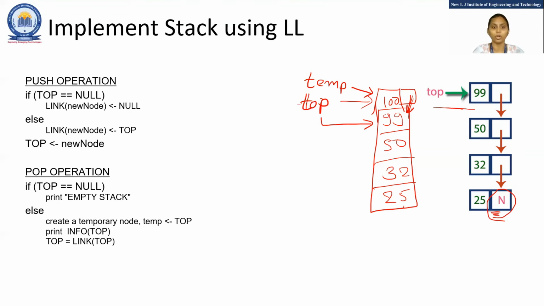And for that, what can I do? Top would have the link of top. Yes or no? So this step would be like top will be updated with the link part of top. This way I can step one down. If I am here and if I want to delete 99, what can I do? I update my top with the help of this pointer, and this pointer is pointing to here. So now the updated top would point to the 50. This way I am able to implement the stack.